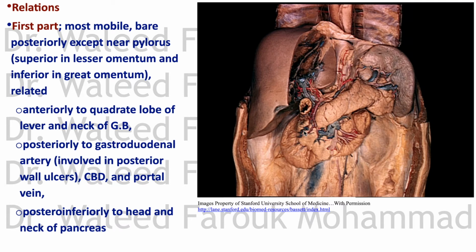Now the pancreas is an inferior relation of the first part, a medial relation of the second part, and a superior relation of the third part. It's logical. It is also a right relation to the fourth part, with the body being superior to the fourth part. Here we were talking about the head and uncinate process, and here we are talking about the body of the pancreas.